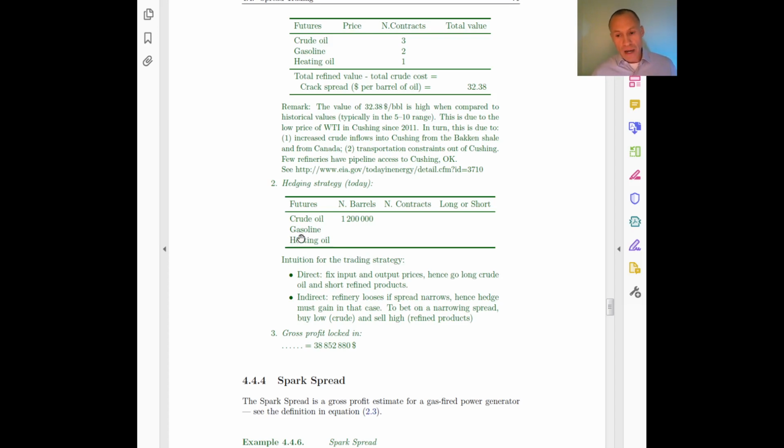and to buy the low price asset, in this case the input, the crude oil, which is obviously less expensive than the output. Okay, so through either one of these two alternative approaches, you conclude that you get to the same hedging strategy: buy oil, sell gasoline, and sell heating oil. Okay. And then once you have that, you can compute the gross profit locked in just by scaling up the spread that you have fixed already. Okay.